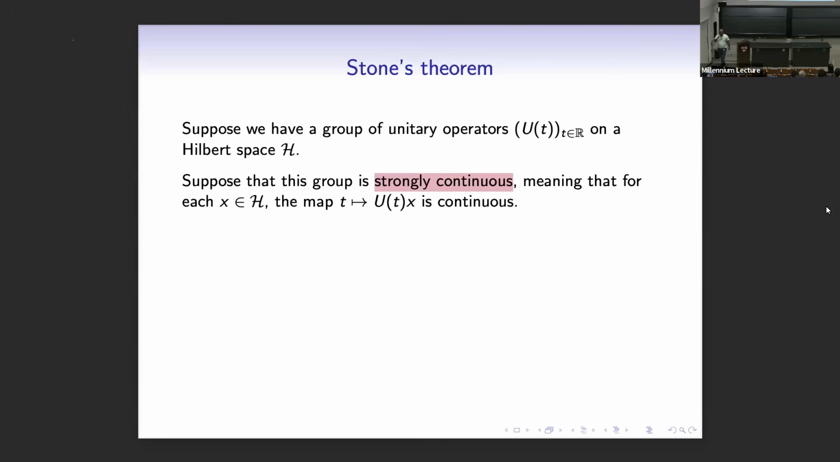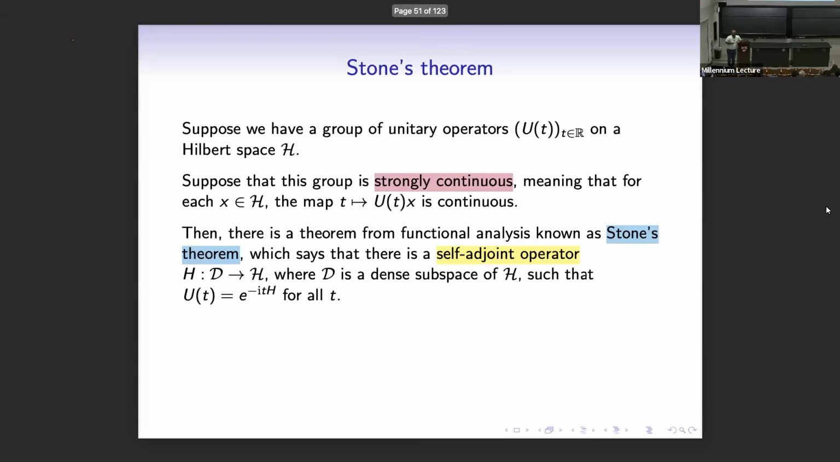So T is a map from the real line into the Hilbert space. And I'm saying for any x, this map is continuous. Okay, and the topology of the Hilbert space is the usual norm topology. And in this setting, there is a theorem from functional analysis known as Stone's theorem, which says that there is a self-adjoint operator H, a linear operator from D into the Hilbert space, where D is a dense subspace of the Hilbert space. So this is what's called a densely defined operator.